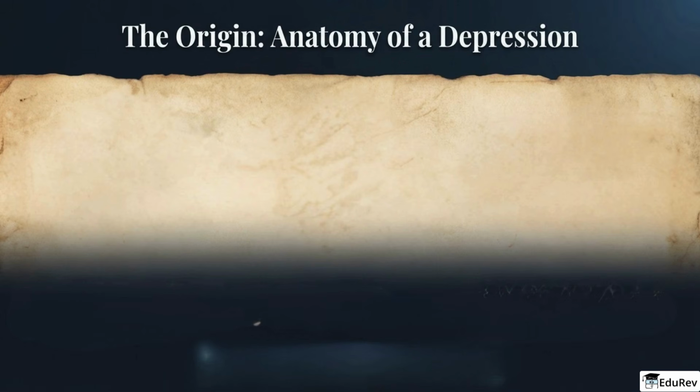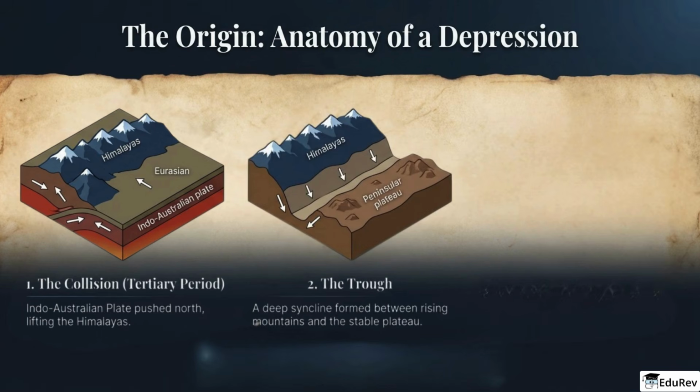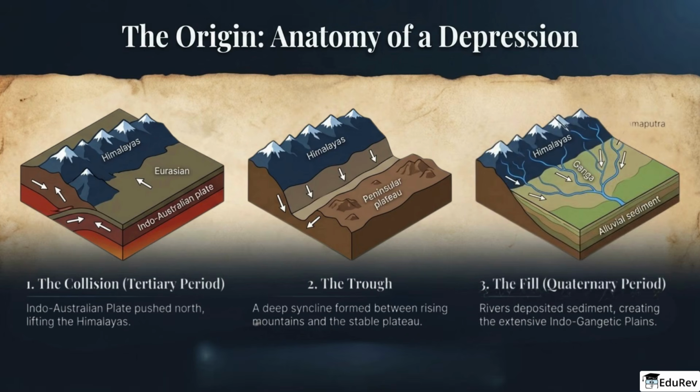The origin is the anatomy of a depression in 3 steps. 1. The collision in the Tertiary period. The Indo-Australian plate pushed north, lifting the Himalayas. 2. The trough. A deep syncline formed between the rising mountains and the stable peninsular plateau. 3. The fill in the Quaternary period. Rivers deposited sediment, creating the extensive Indo-Gangetic Plains.